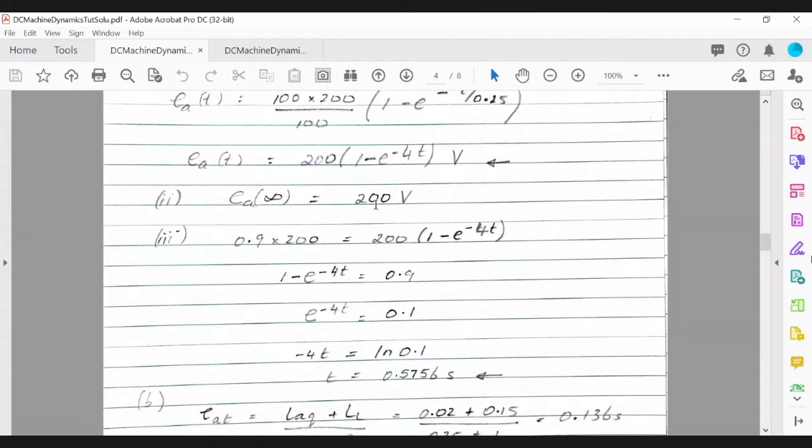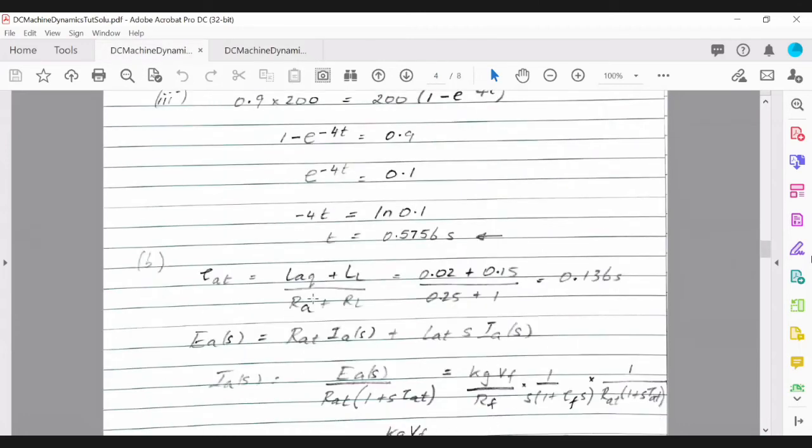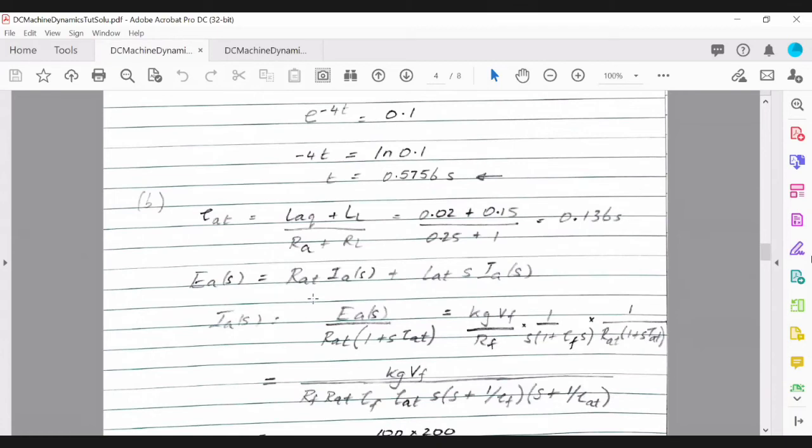And for the second part, for us to reach 90% of 200 volt, you insert that here and solve for basically the variable t. So you take the expression and you multiply by 0.9 times 200 and solve for t, and that basically gives you the answer here. So that's 0.5756 seconds for the machine to basically rise to 90% of its steady state voltage. Okay. So for part B, it's the same process that we've done.